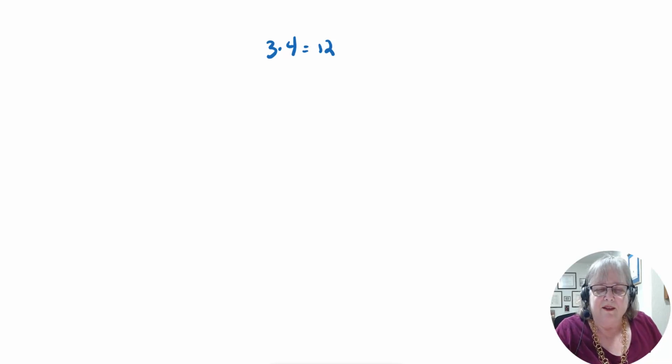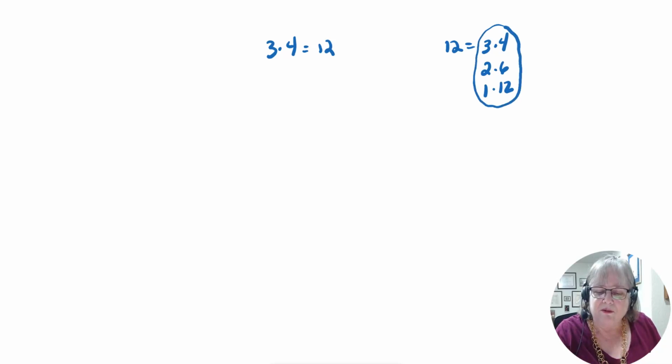And then they said, well, let's try to find something that multiplies to 12. So you could reverse that and say 12 is 3 times 4. You could also say it was 2 times 6 or 1 times 12. So these that are over here are the factors of 12, right?